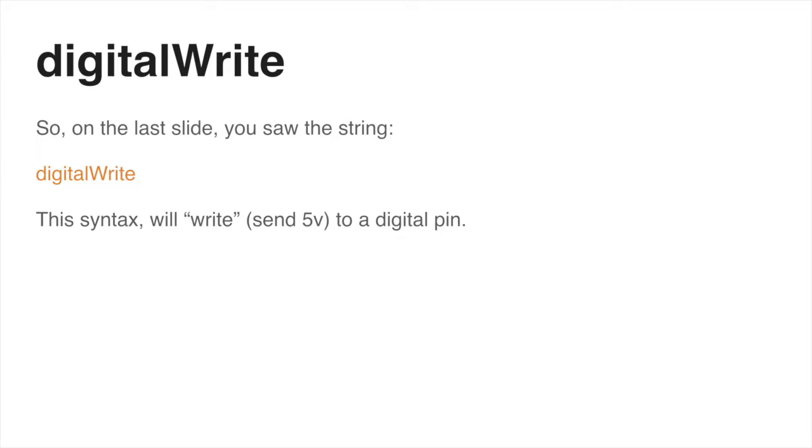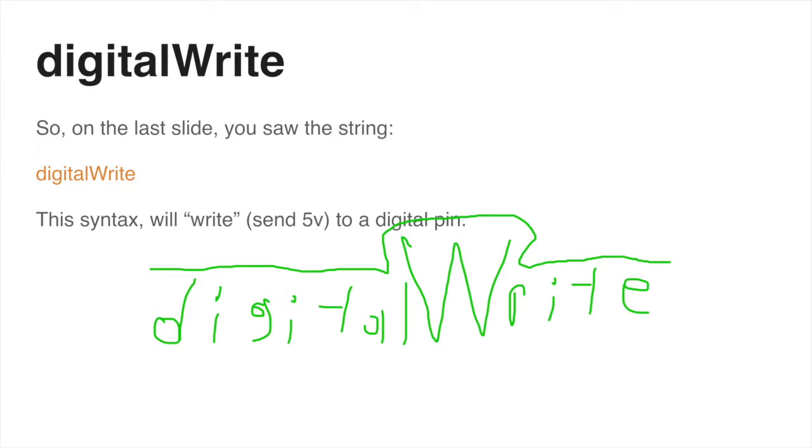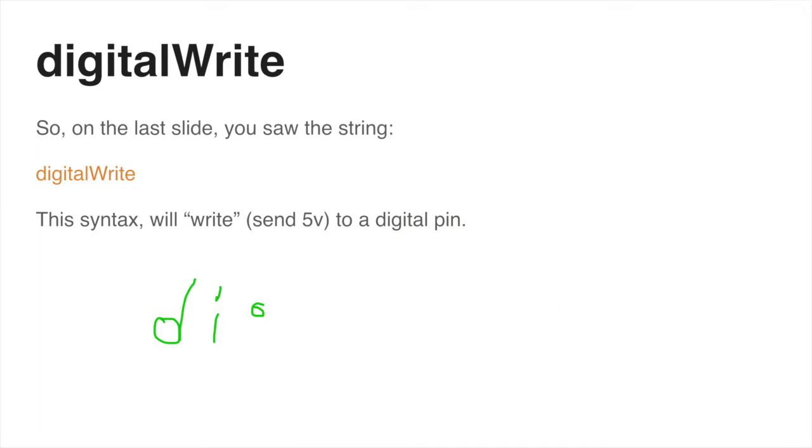If I have the word digital, and then a capital W, and then write, there's a word for this, and that's called camelCase. Let me show you why. Think of this as a camel's back, where the W is a giant hump, and then we're back along the back again. Now if I had another word after this, that also would be capitalized. So the beginning of every word except the first one is capitalized. That's camelCase in a nutshell.